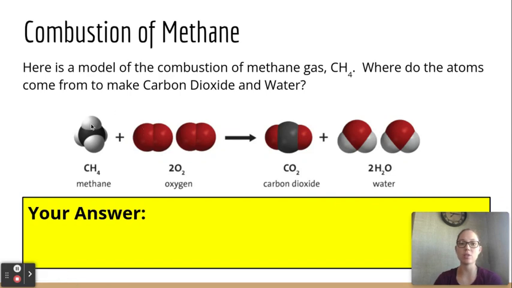So here's the combustion of methane, which is something similar to our candle. I just want you to think about this: methane reacts with oxygen to produce carbon dioxide and water. So where did the atoms come from that make the carbon dioxide and water? Again, pause the video here to write down your ideas.